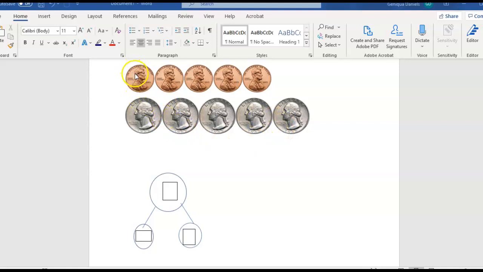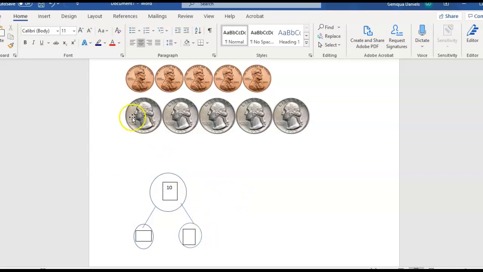Get ready. 1, 2, 3, 4, 5, 6, 7, 8, 9, 10. So altogether we have 10 coins. What do you think the 10 represents? Or what do you think the 10 is? Yes, I think the 10 is the whole because that's how many we have all together. So I'm going to put 10 in the whole.